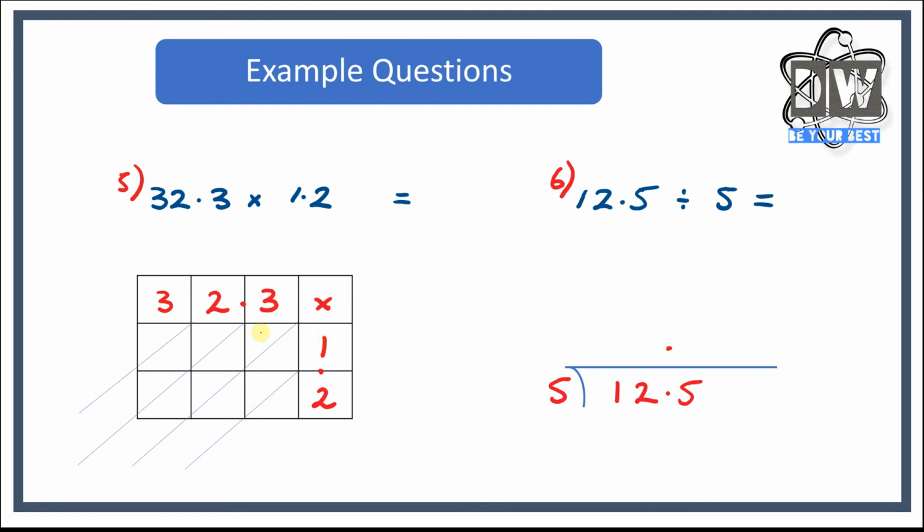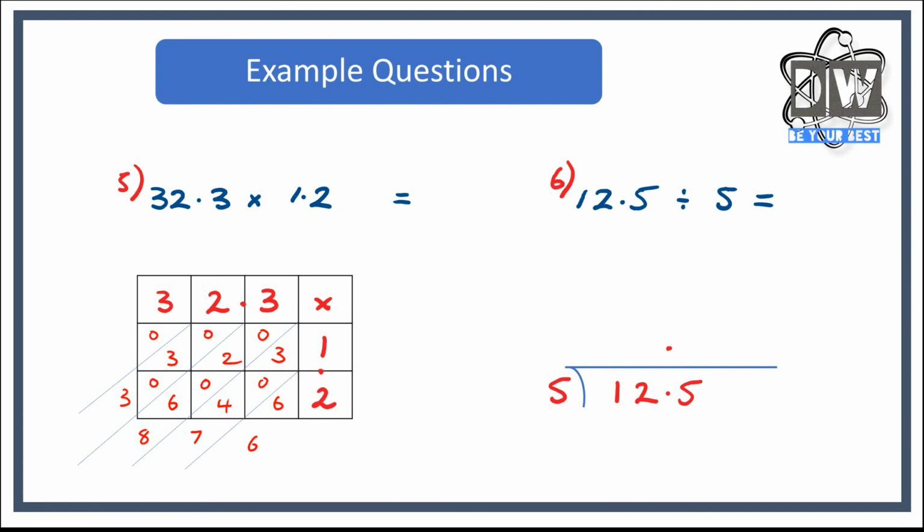3 times 1 is 3. 2 times 1 is 2. 3 times 1 is 3. 2 times 3 is 6. 2 times 2 is 4. 2 times 3 is 6. Collect all these numbers up. So I've got 6 in this column. I've got 7 in this column. I've got 8 here, and I've got 3 there.